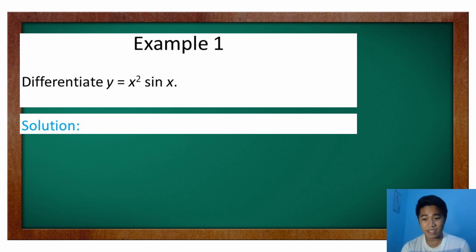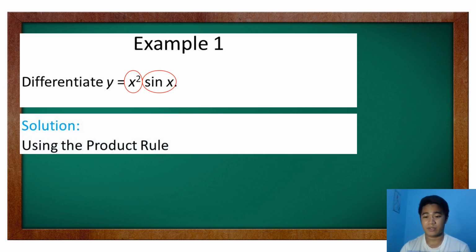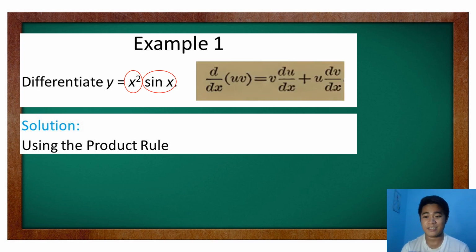Alright, so in this case, we can say that we have two terms that are being multiplied, and that is x squared and the sine x. So we can say that here we can use the product rule. The product rule is discussed in our previous video, so if you want to review that, you can just watch my previous video. So the formula for the product rule is this one.